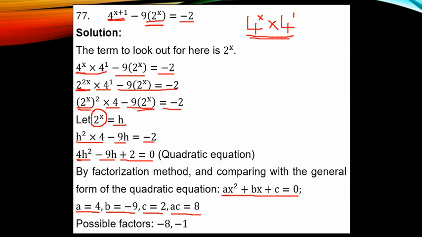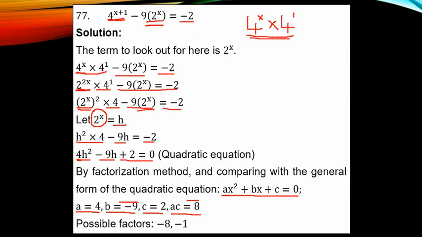So you look for 2 factors of ac, that is 2 factors of 8. When you add them, you get minus 9, and when you multiply them, you get 8. From the pairs of factors of 8, that is 1 times 8, 2 times 4, we can only see possibility with 1 and 8. For you to get minus 9, when you add 1 and 8, it must be minus 1 minus 8, or minus 8 minus 1.